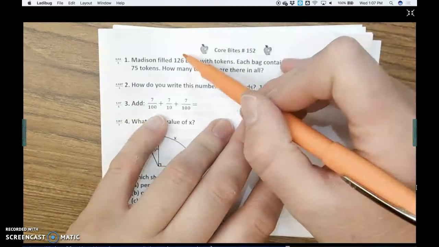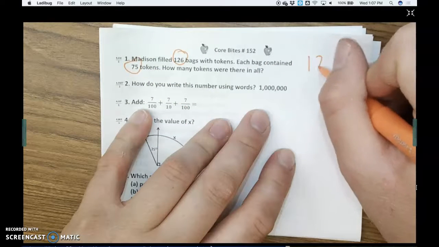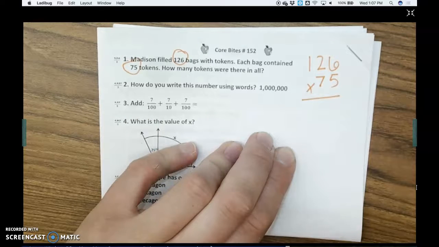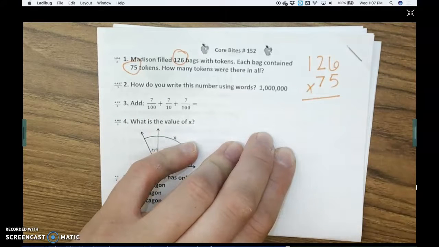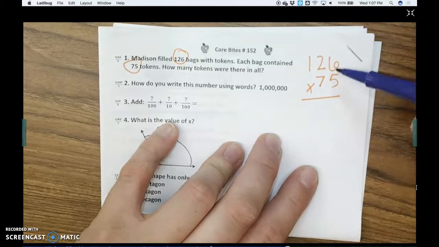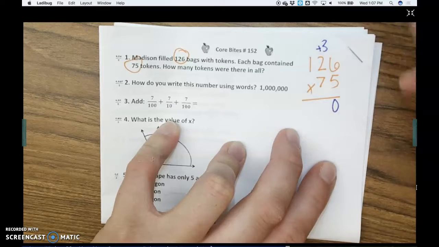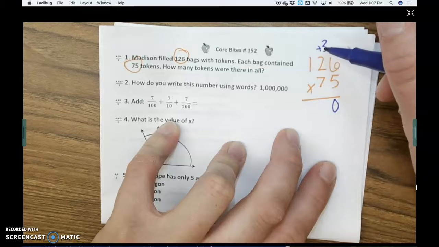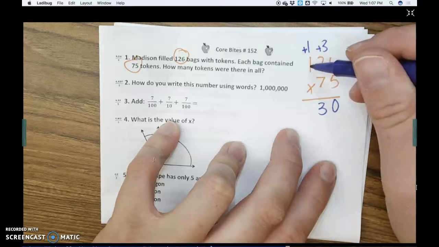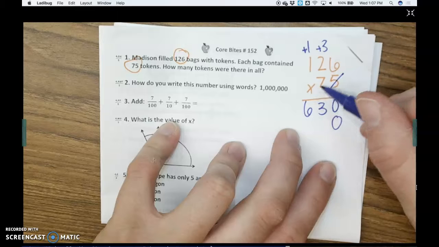So let's multiply 126 times 75. Let's switch up some colors here. All right, so you start on the right side, bottom right. So 5 times 6 is going to give you 30. Regroup, carry it over. Then you're going to do 5 times 2 is 10, plus 3 is 13. Carry over the 1. Regroup. Then you're going to do 5 times 1 is 5, plus 1 is 6. So you're done with the 5. So you're going to put a 0, because now we're going to start with the 7.